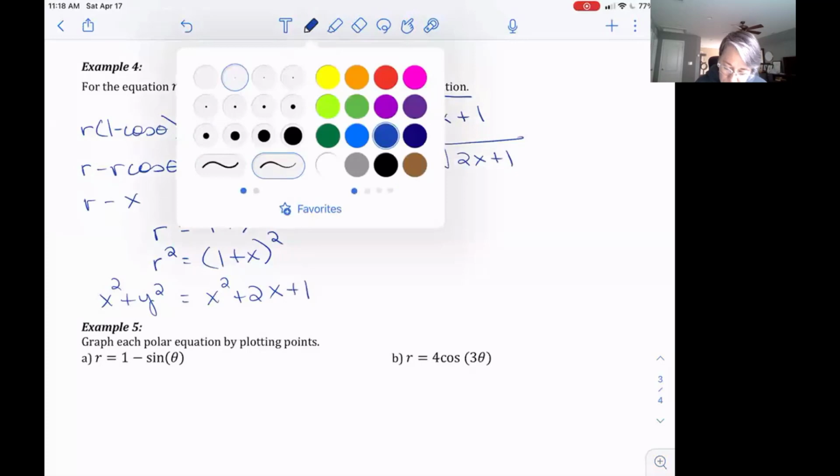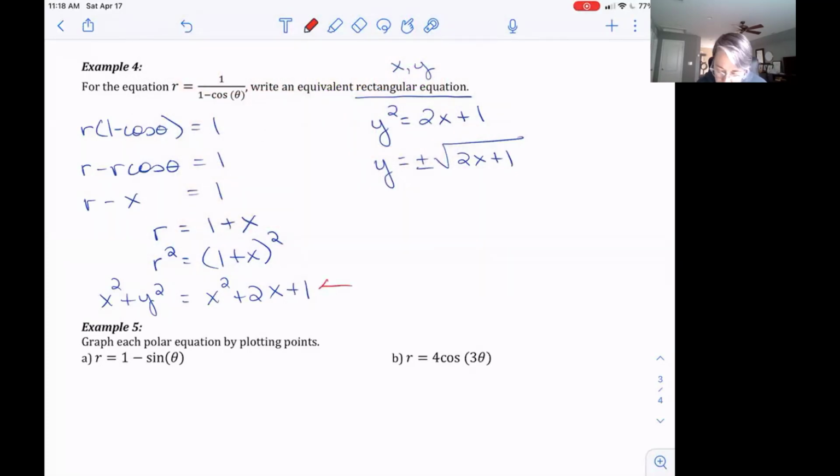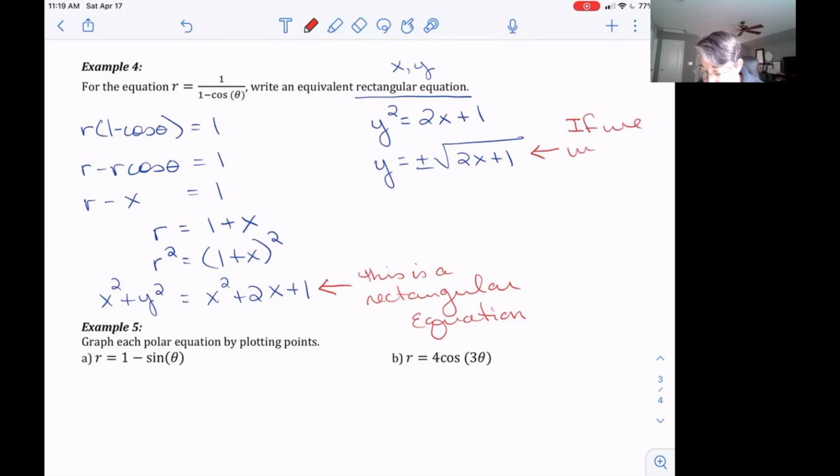Now, a couple of notes I want to make. Once we're here, we have a rectangular equation. Everything is in terms of x and y. It just may not be simplified. If we want to graph, go ahead and solve for y. That way we just put it straight into our calculator.